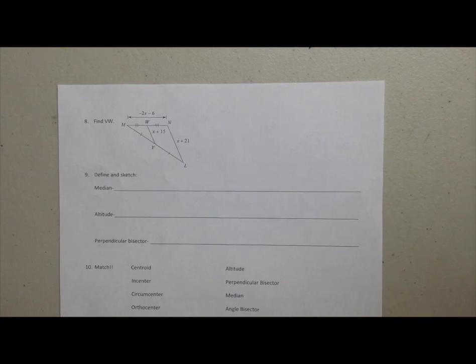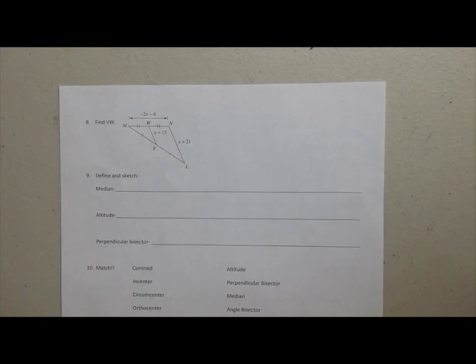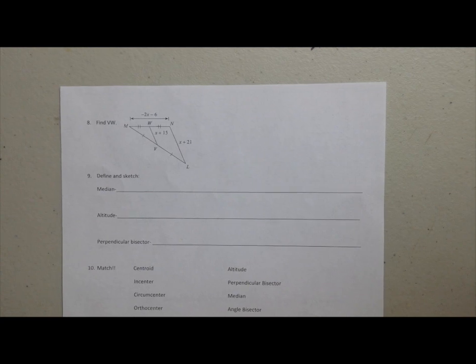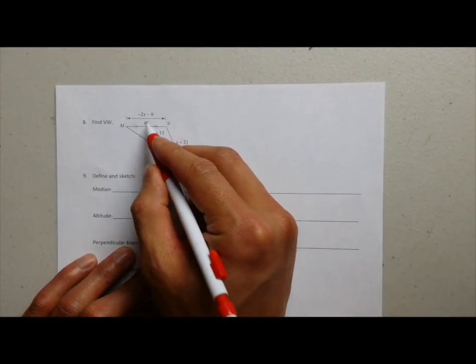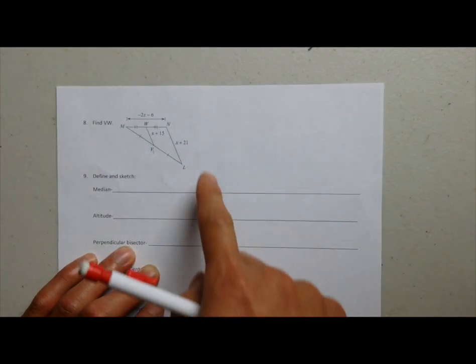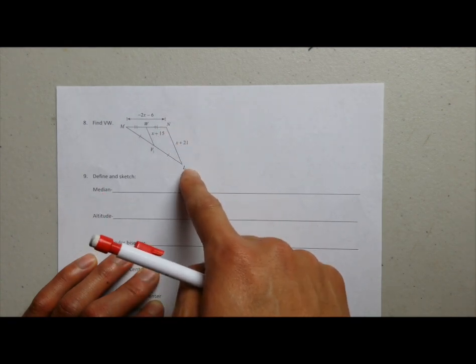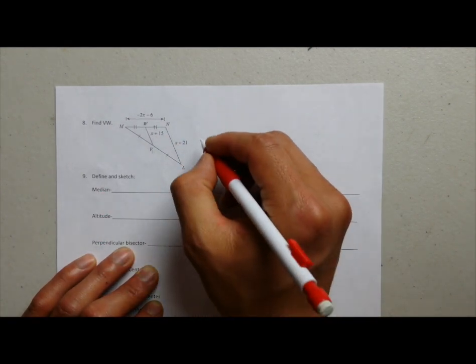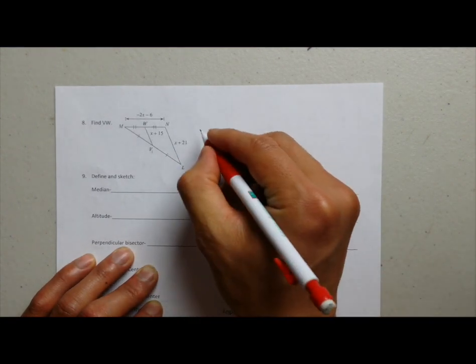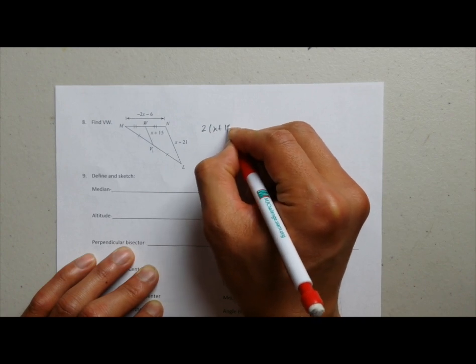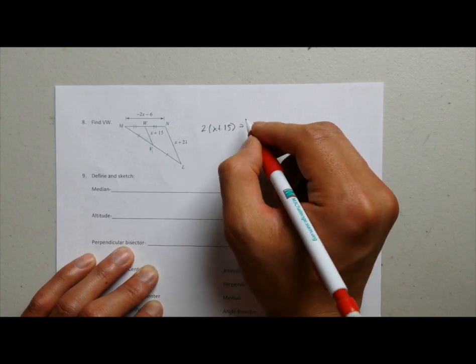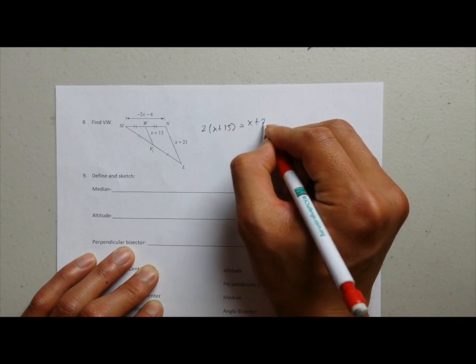For number 8, we have to find the segment VW. In the earlier example, all we had to do was find x. But this time we have to find the measurement for the segment VW. We start with the same method. So here, VW is the mid-segment. The parallel side of the triangle to VW is NL. So once again, first multiply the mid-segment by 2 and set it equal to its parallel triangle side.